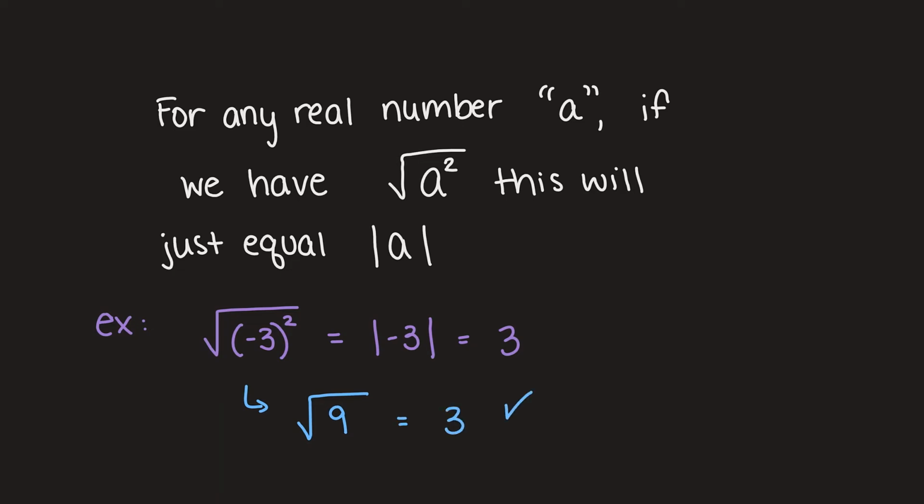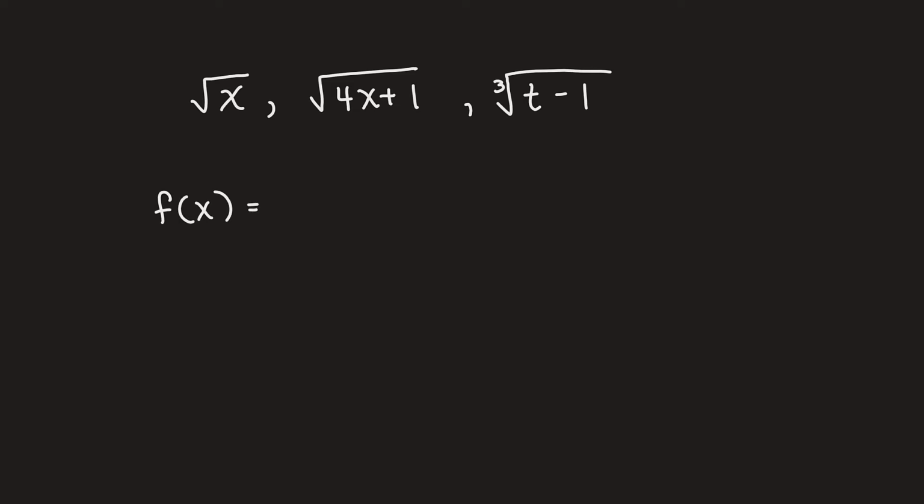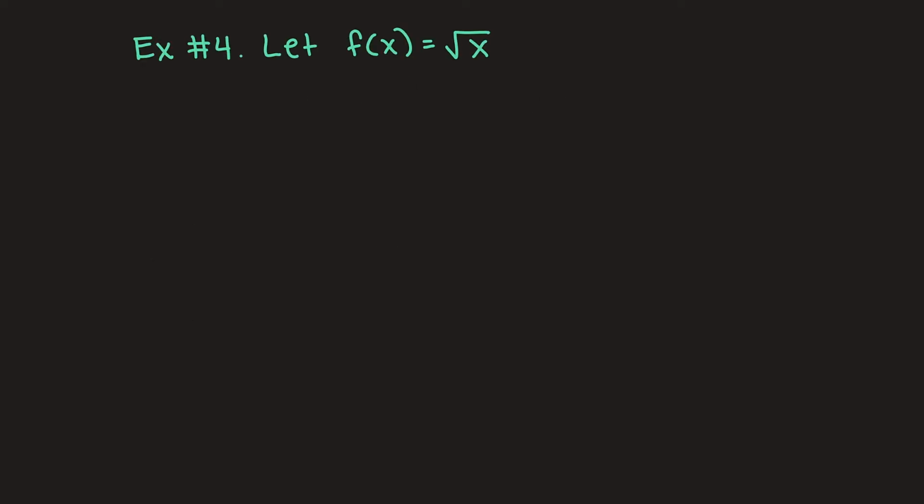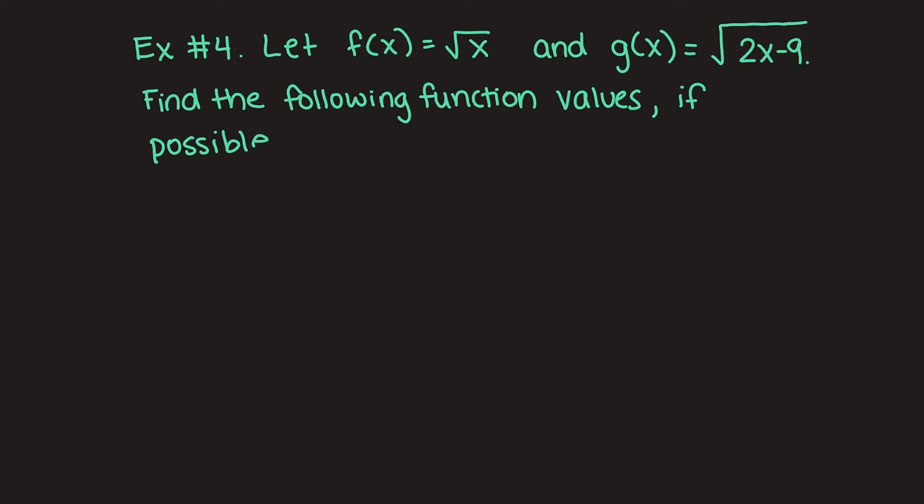Okay, so now let's talk about radical expressions with variables like square root of x, square root of 4x plus 1, and the cube root of t minus 1. And we can also use function notation to represent radical expressions. Okay, so let's try an example. We want to find the following function values, if possible.